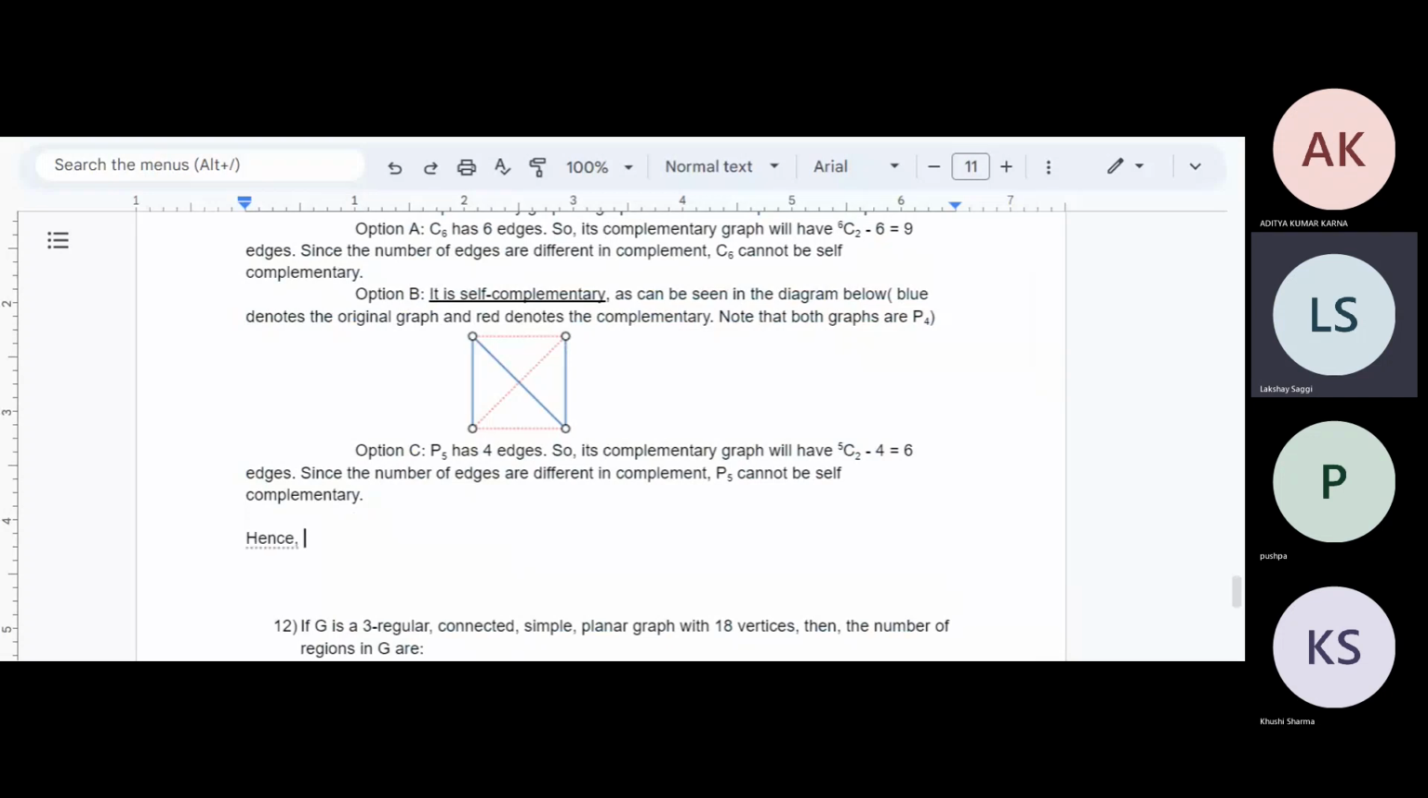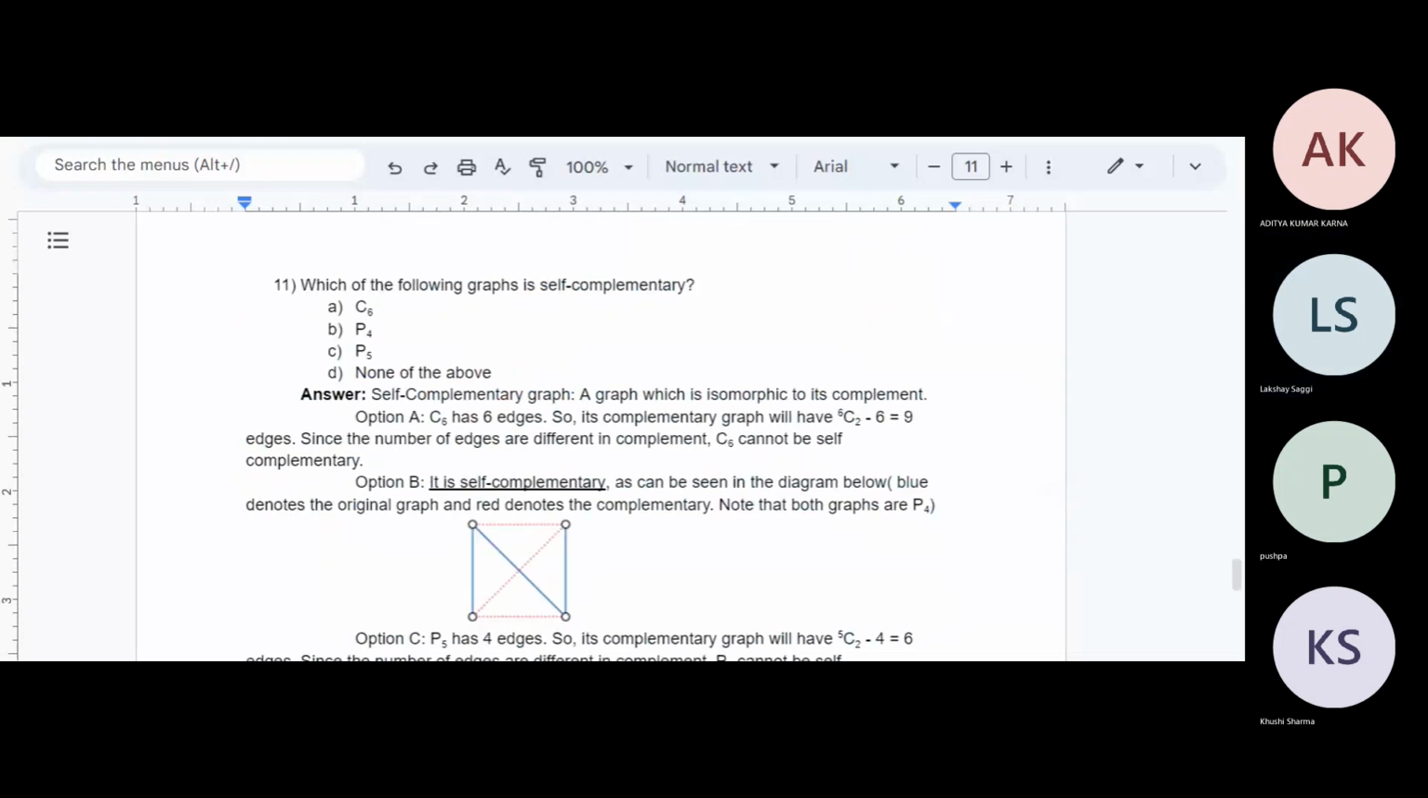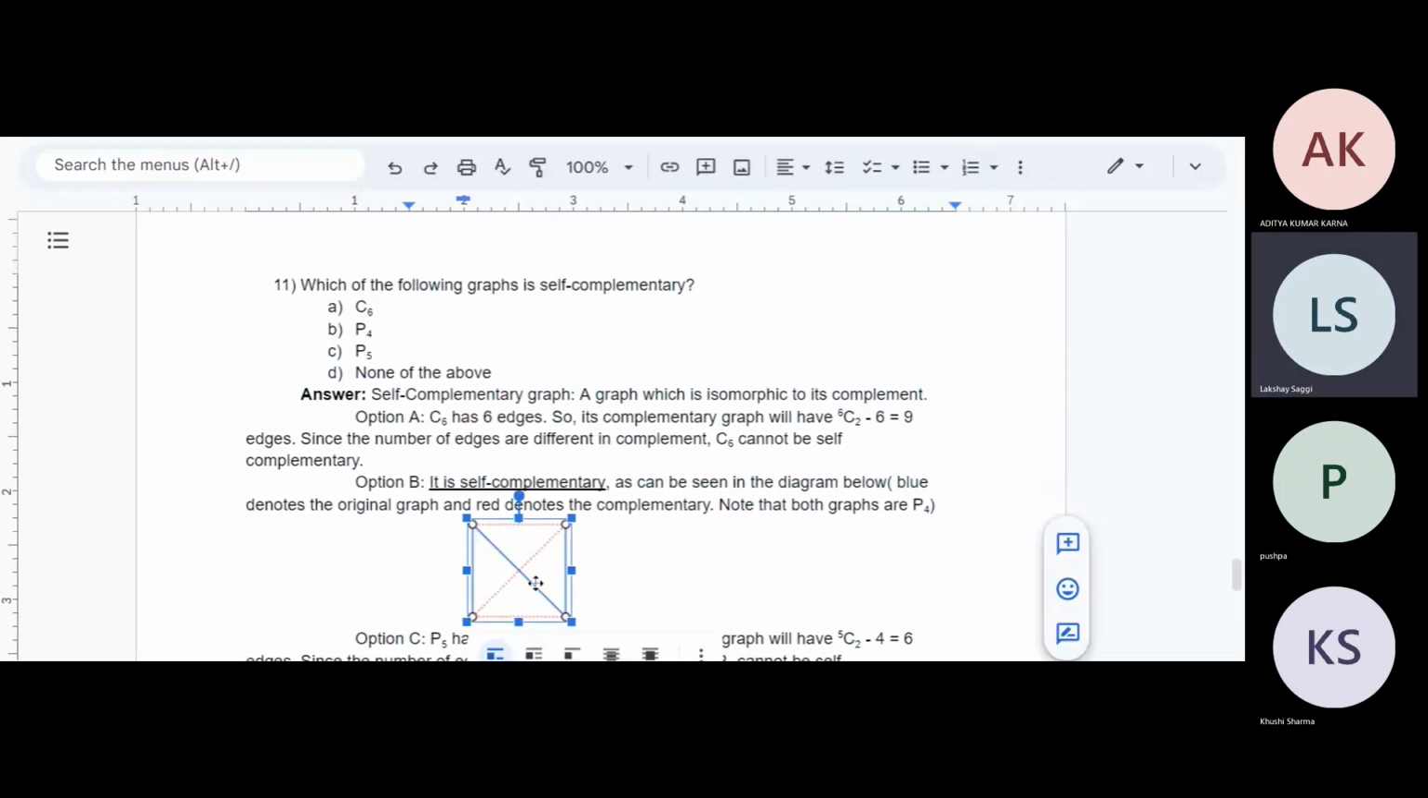So option C is correct. I hope you guys can see this easily using the diagram I used. The original graph is drawn with the blue edges and the dotted, or red, graph is the complementary graph, and both are isomorphic.